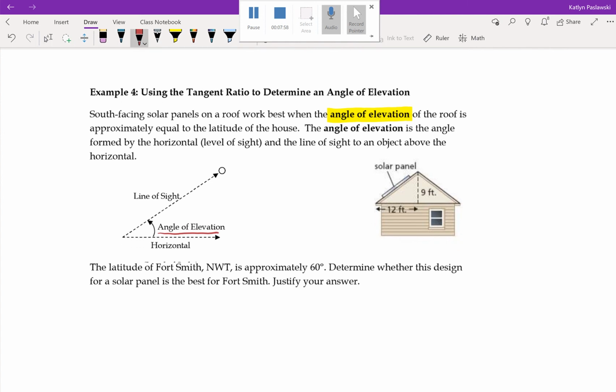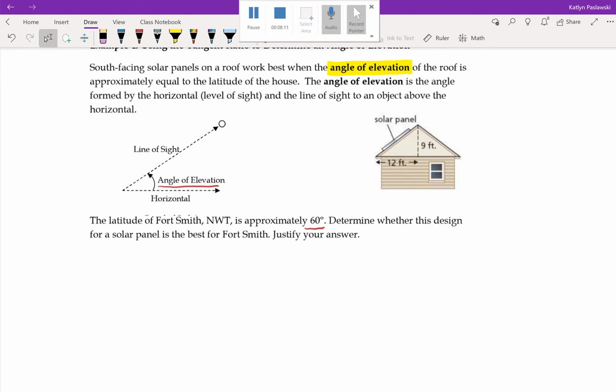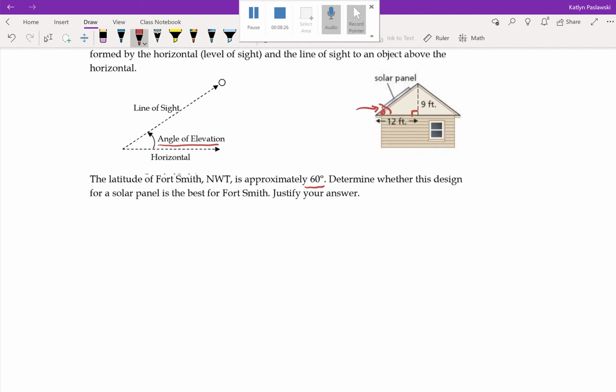Now it tells us that the latitude in Fort Smith, Northwest Territories is approximately 60 degrees. So determine whether this design for the solar panel is best for Fort Smith and justify your answer. So we need to determine how many degrees is the angle of elevation here. So this is what we want to solve for. Now we see that this is a right angle, so directly across from it is the hypotenuse. And we're going to use tan ratio.